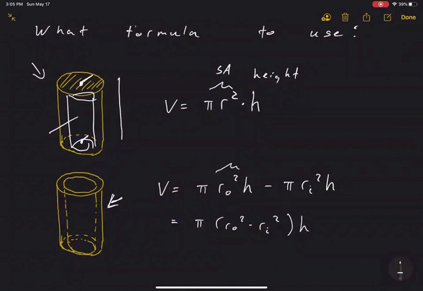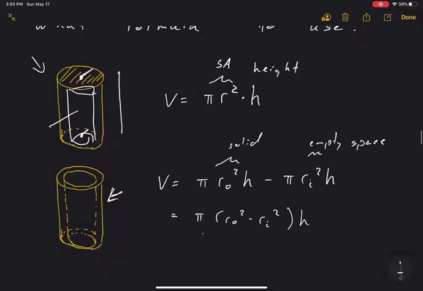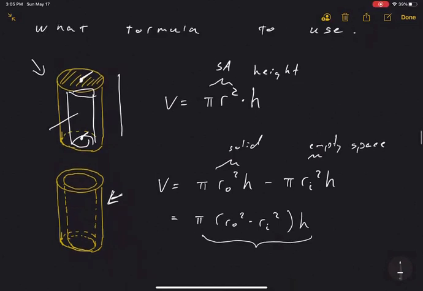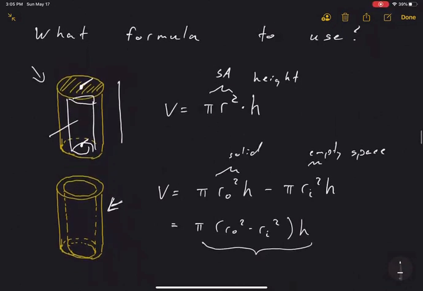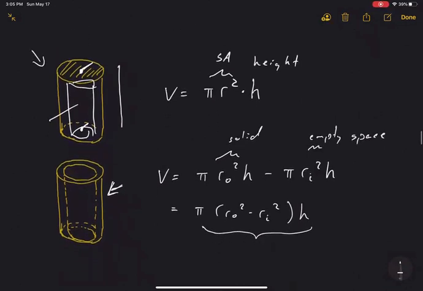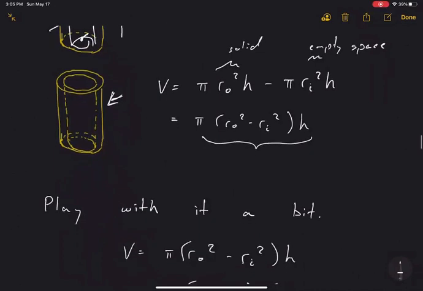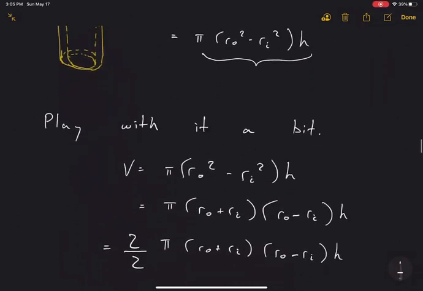So this would be like the volume of the solid cylinder, and then we're subtracting away the volume of the empty space. Okay, so we could write that in this compact formula like this: pi times (rho squared minus ri squared) times h. All right, now, so this is my formula for the volume of a hollow cylinder. Now let's just play with this formula a bit, and we're going to rearrange it into something that's easier to work with.